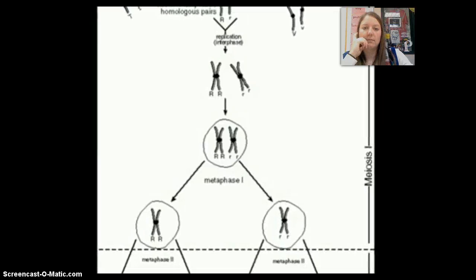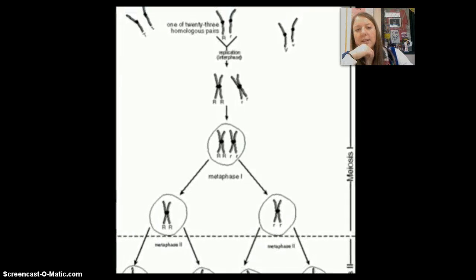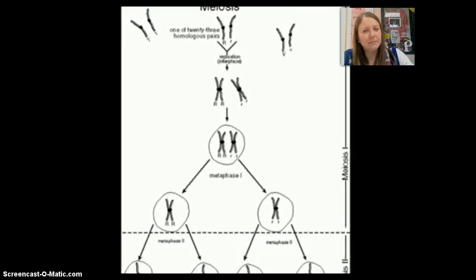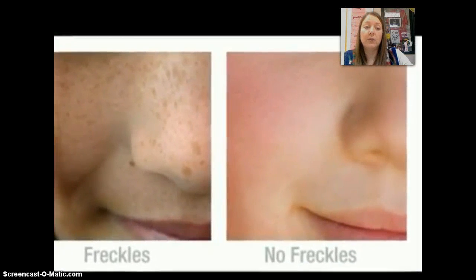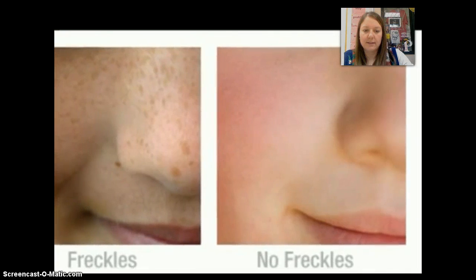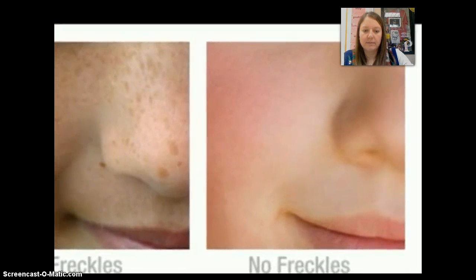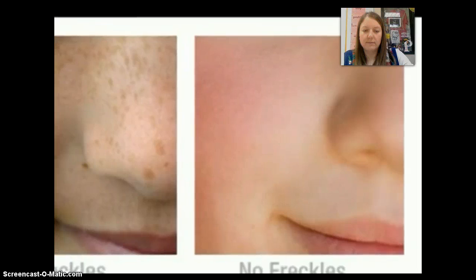But how do we know what traits we will inherit from our parents? Will we get the freckles from our mom, or be like our dad who doesn't have freckles? Freckles are a dominant trait, passed down from parent to child. This means if you get the dominant gene from your parents, you will have freckles.